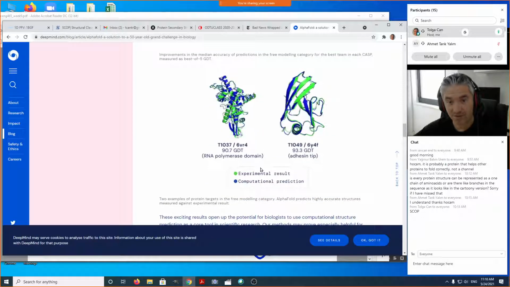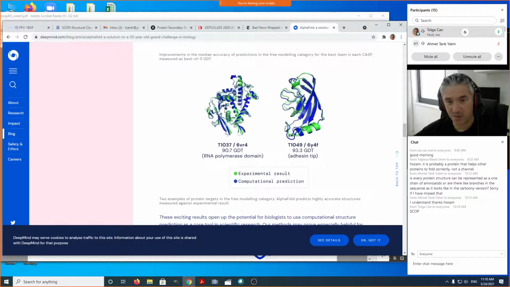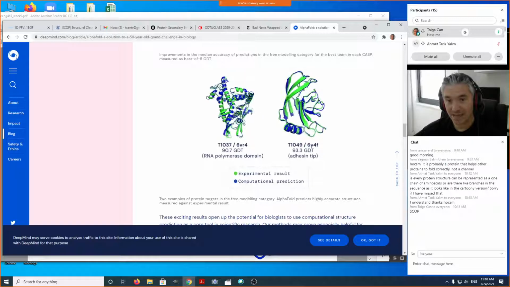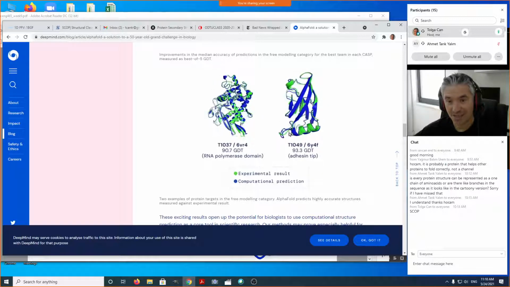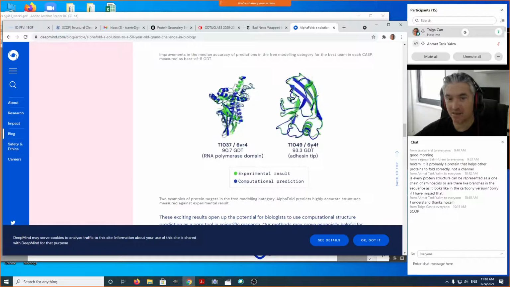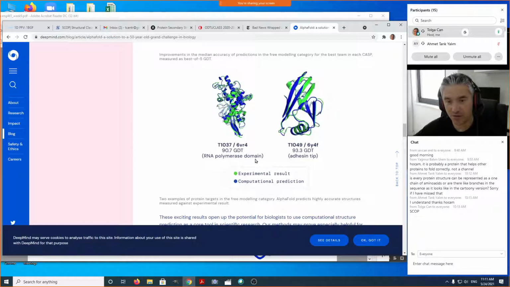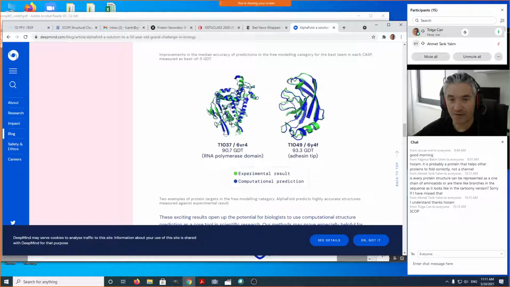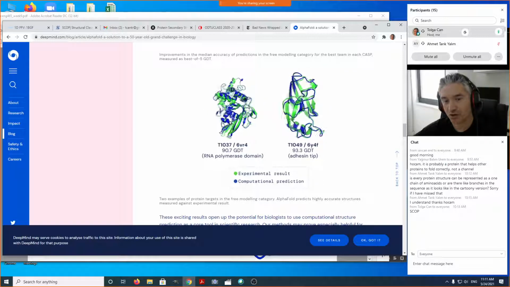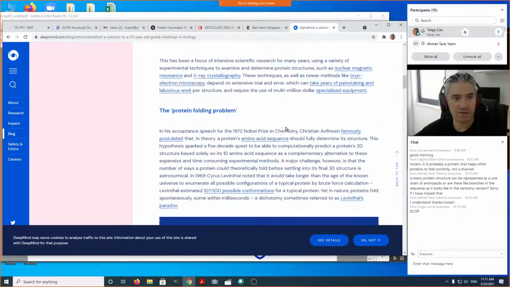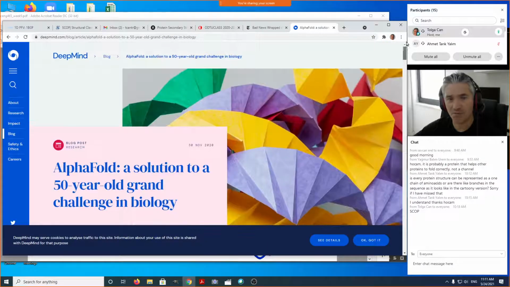So this is a really nice figure. Look, the green one is the experimental structure, and the computational prediction is almost identical in these two cases. As you can see, the computational prediction was able to find the experimentally determined structure very accurately. So yeah, this article, this blog from deepmind.com, I'm going to share this one too.